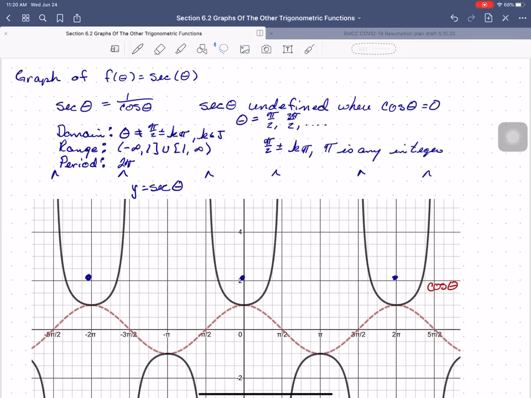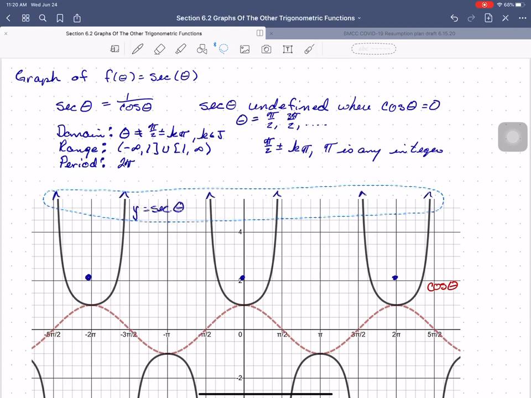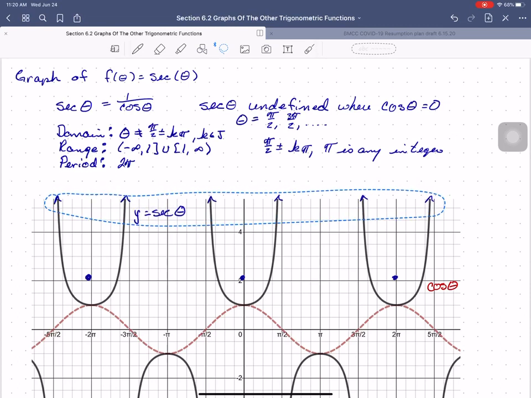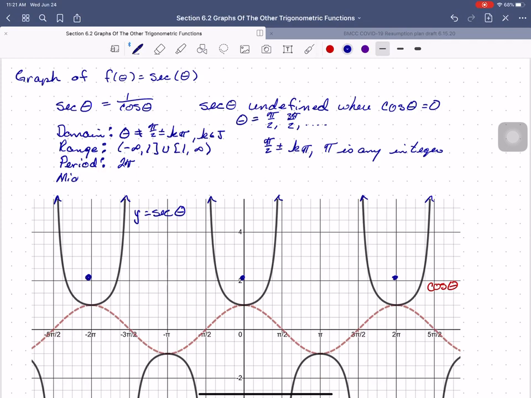And the way to think about the midline of a secant function is to think about the midline of the cosine function from which this secant would be generated. So in this case, the midline would be the line y equals 0.